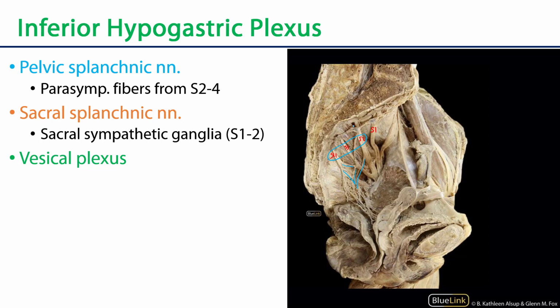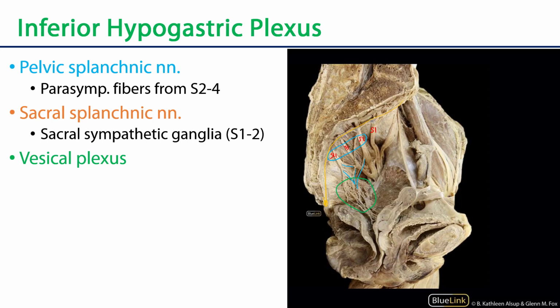So if you see branches coming from these ventral primary rami, look to see where they're going, and if they're going out to a plexus of nerves, those are most likely going to be pelvic splanchnic. So pelvic splanchnic nerves are parasympathetics, S2, 3, 4. The sympathetics are going to come from the sympathetic trunk. And we can see the trunk heading this way, and it will go down to the ganglion impar of the coccyx there.